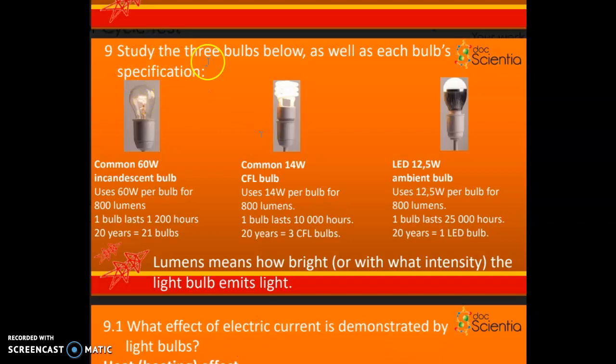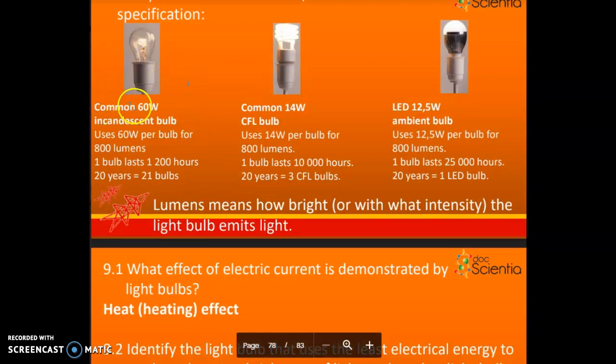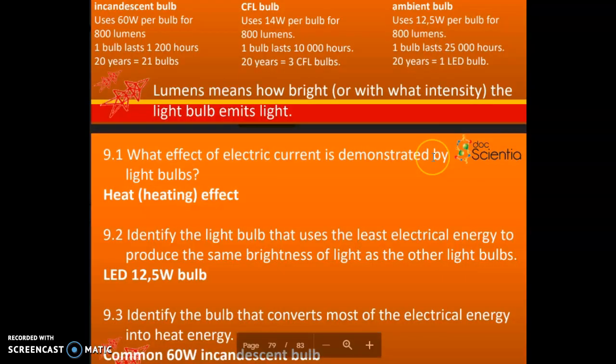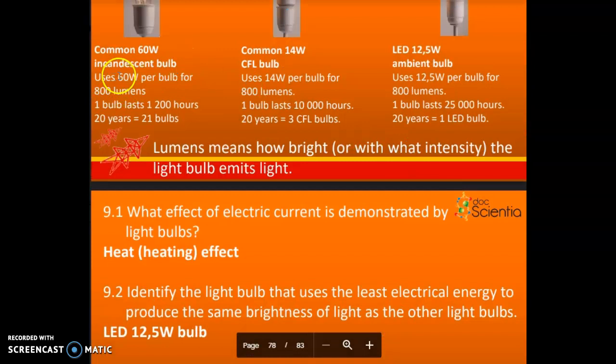Number 9. Study the 3 bulbs below as well as each bulb's specifications. So here we have a common 60 watt, a common 14 watt, and an LED 5 watt. So 12 LEDs is 5 watts. And this is an incandescent bulb, a SFL bulb, and this is an ambient bulb. It uses 60 watt per bulb for 800 lumens, so that's how strong the light is. And one bulb lasts at least 1,200 hours, and in 20 years you will use 21 bulbs.